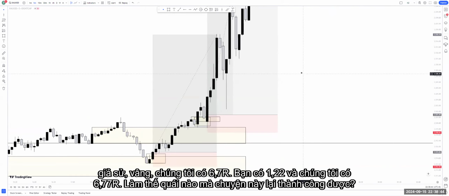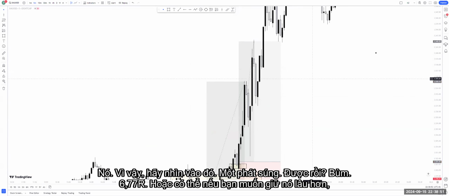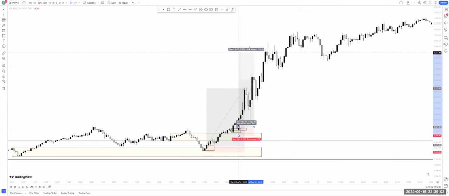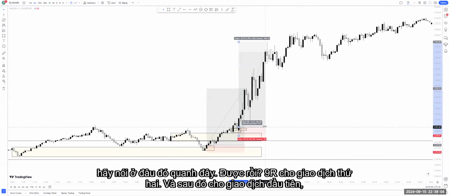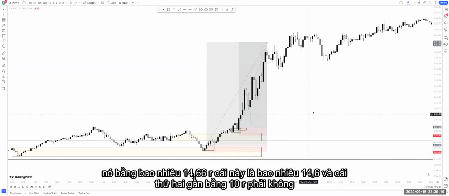How the hell is this going to work? Yeah, with a small stop loss. There's nothing wrong with it. So look at that, one shot. Boom, 6.77 R. Or maybe if you want to hold it more, let's just say somewhere around here. 9 R for the second trade, and for the first trade, it's what? 14.66 R. What is this? Right, 14.6, and the second one is 9, almost 10 R.